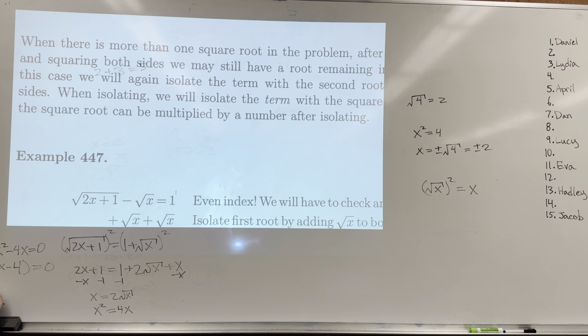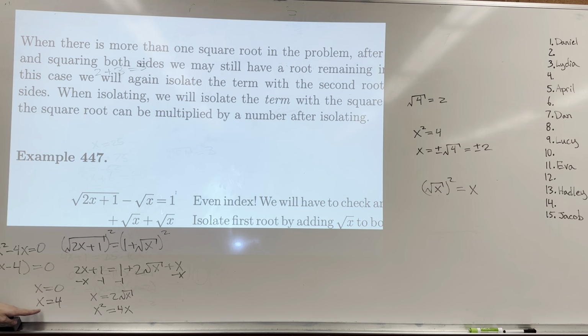Now, this is true whenever this factor is 0 or this factor is 0. When is x equal to 0? When x is equal to 0. So x equals 0 is going to be one solution. And when is x minus 4 equal to 0? When x is 4. So that's when x is equal to 4.